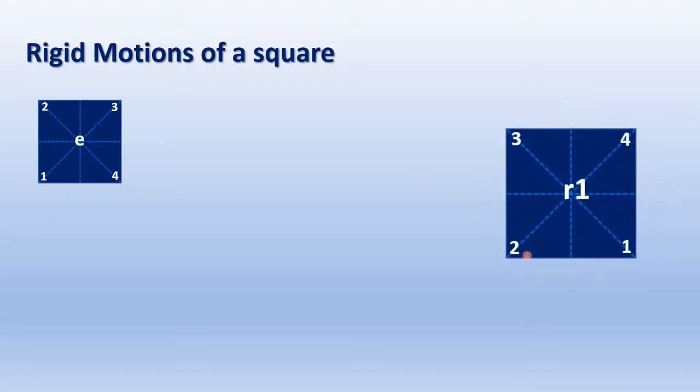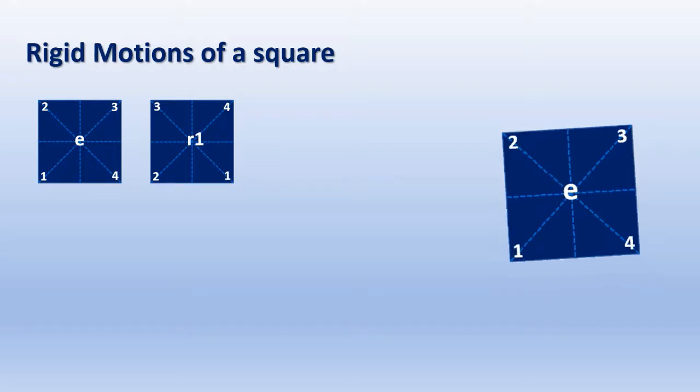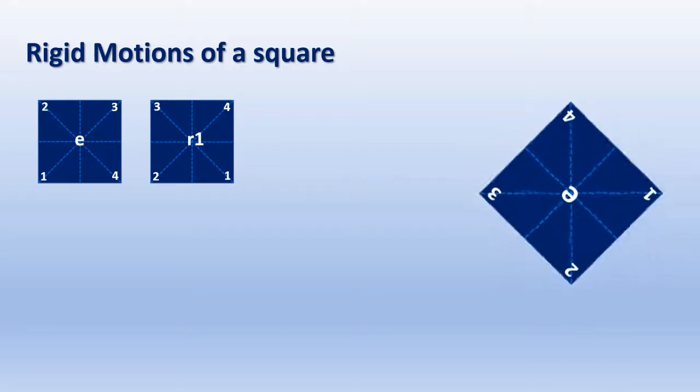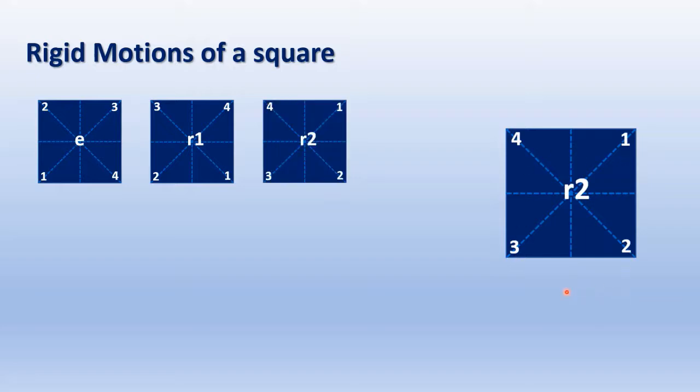So one rotation through 90 degree anti-clockwise gives the new labeling R1. Again, you may rotate this R1 by 90 degree to get another labeling, or you may rotate this E by 180 degree to get another labeling. So the new labeling is R2, where you have 3, 4, 1, 2.